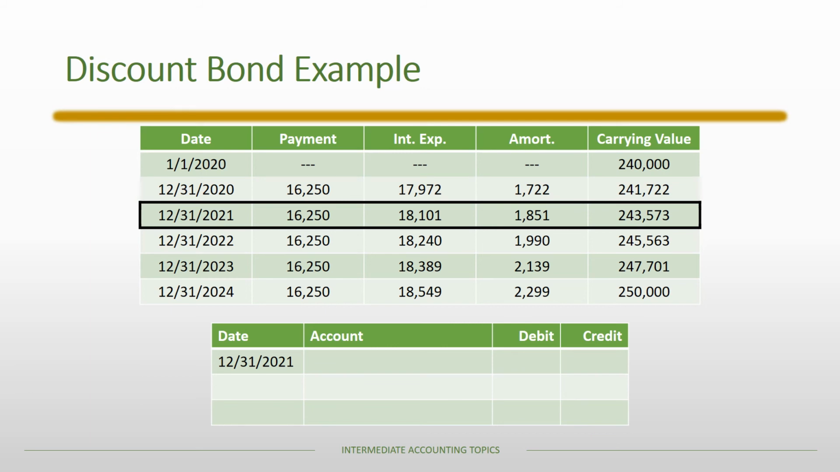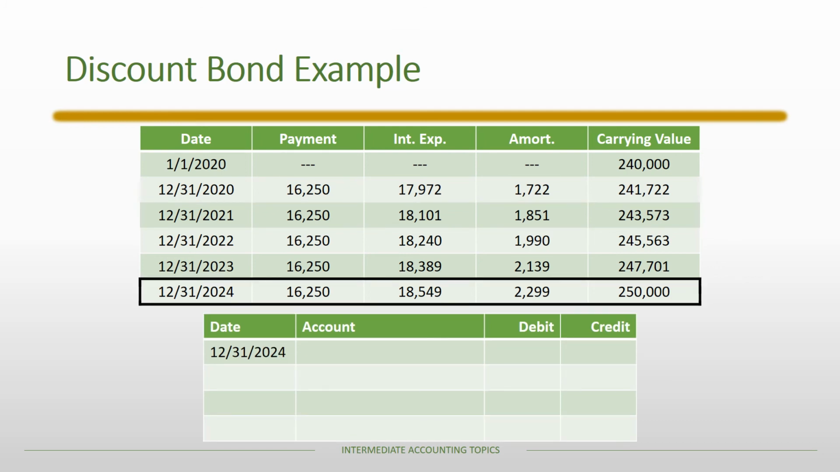So in the next year, we just keep moving down the table. We can see that the cash payment, of course, is the same. The interest expense reflects the 12/31/2021 interest expense, and the discount amortization is the difference between the two for $1,851.